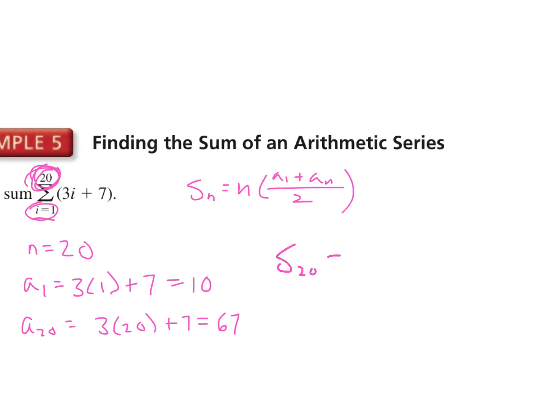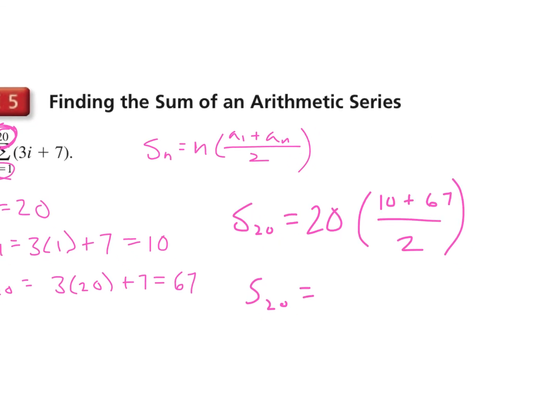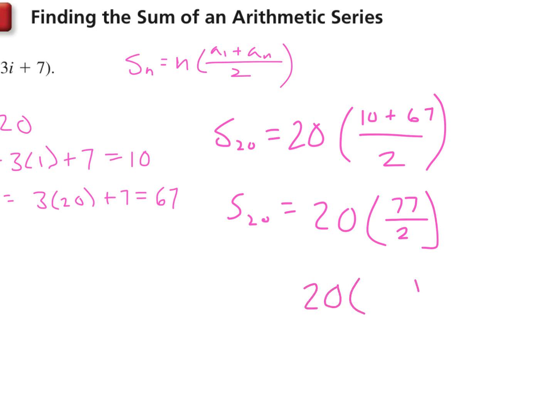So we have the sum of these 20 numbers is equal to 20 times a sub 1 is 10 plus 67 over 2. So our sum. What should we do first according to PEMDAS? The parentheses, but what in the parentheses should we do first? The addition up top. So 10 plus 67 would be 77 divided by 2. What's 77 divided by 2? 38.5, and 38.5 times 20?